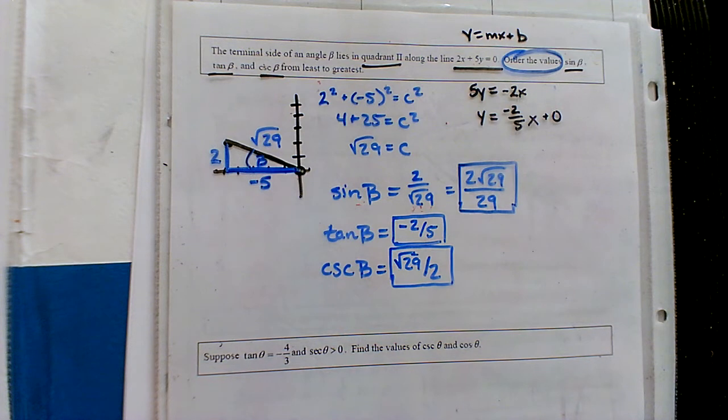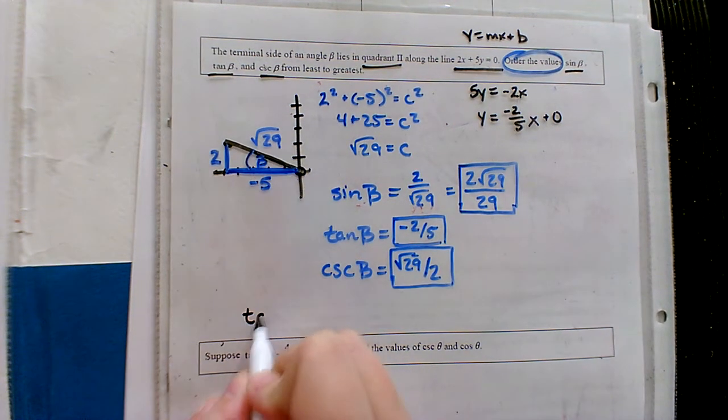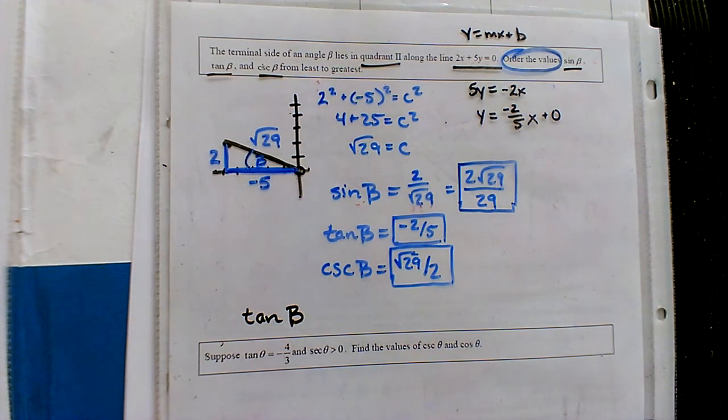All right, so those are the 3 trig values. We want to order them from least to greatest, and we're going to try to do this without a calculator, because I know you could simply just type those in and get a decimal and compare the decimals. We're going to try to think about this in terms of fractions. So of those 3, which one is the smallest fraction value? Yeah? It's negative. Okay, notice how this is the only negative value. That would make it the smallest value. So tangent of beta is the smallest.